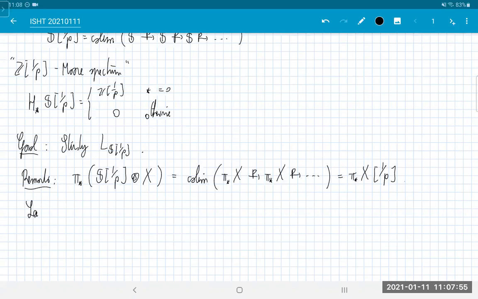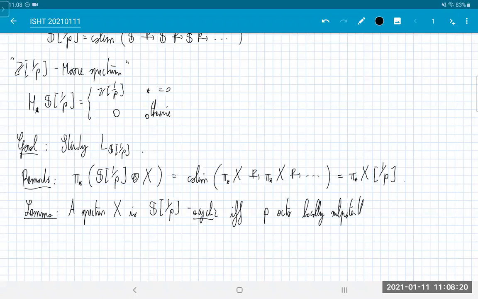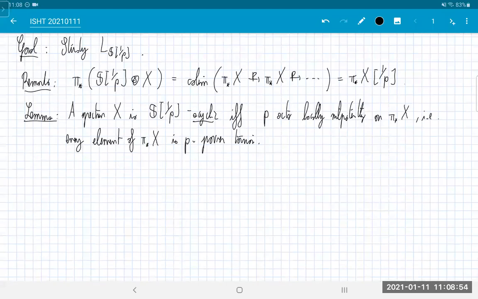In particular, and let me try to write it as a lemma, a spectrum X is S1 over P acyclic if and only if P acts locally nilpotently on pi star of X, i.e. every element of pi star of X is P power torsion. And this is just a statement about localization in classical module theory. But I wanted to state it clearly.